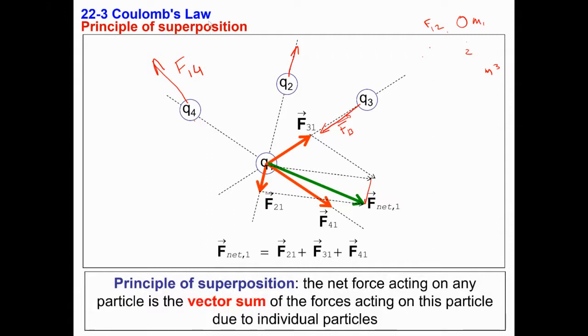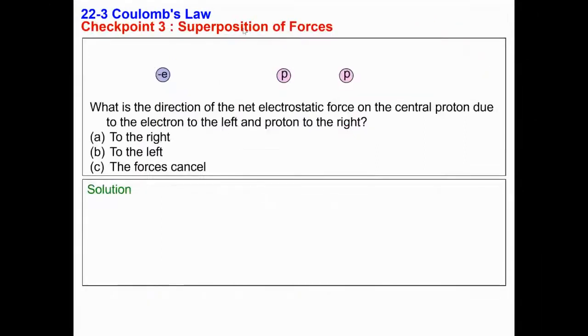Okay, so this is what we call the principle of superposition. The net force acting on any particle is a vector sum of the forces acting on this particle due to each of the other individual particles. So you might have a problem where you have 2 or 3 or 4 charges. You have to just consider each charge separately, determine the magnitude and direction, and then solve.